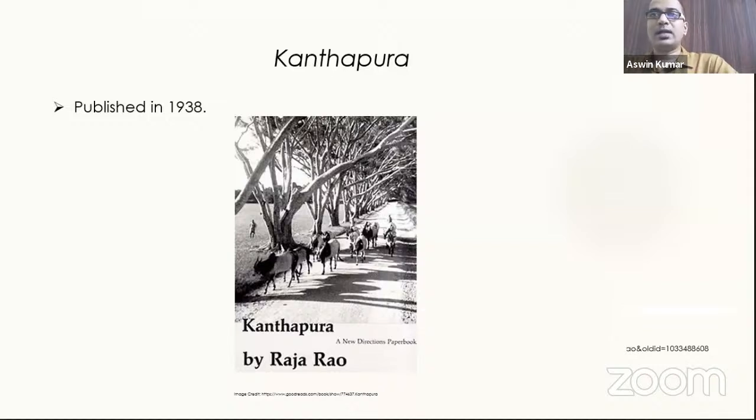Where were we? Okay, 1938, and it deals with the life of people in a very small South Indian village called Kantapura. DV, again, as we know, has volunteered to give us a very quick summary of the plot. DV, are you ready? Can you do that now? Okay, I'll have to unmute you for that, right? Okay, hold on for a second, DV.